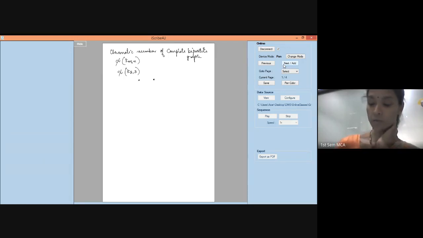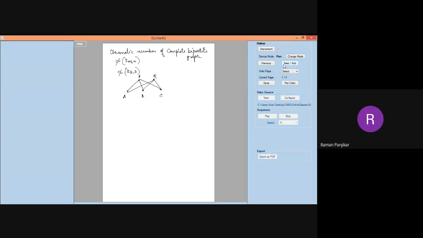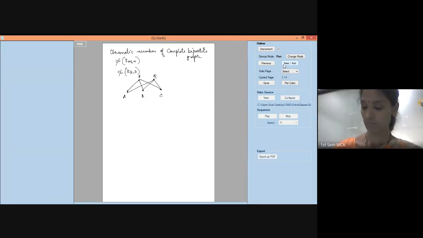Complete graph, 2 vertices on one side, 3 vertices on the other. I call this PQ. I call this ABC. I have to draw a bipartite graph. Complete bipartite means P is connected to A, P is connected to B, P is connected to C. Similarly, Q is connected to A, Q is connected to B, Q is connected to C. How many colors do I require to color this graph?